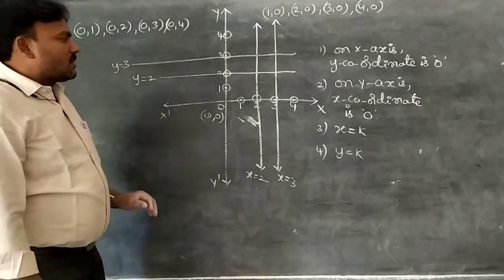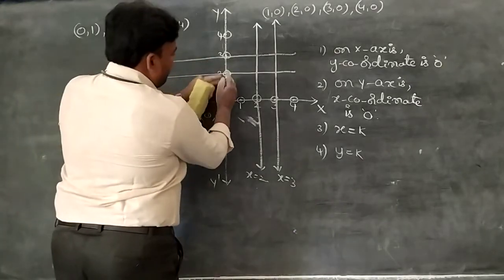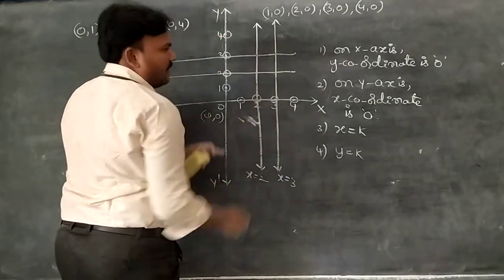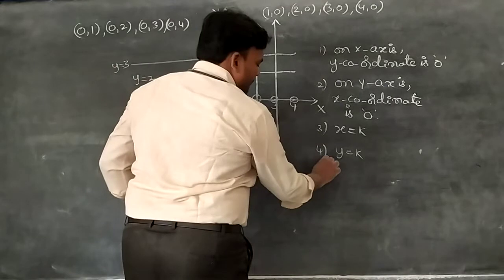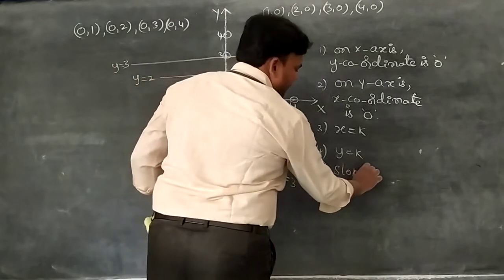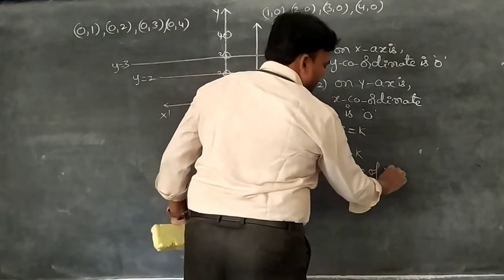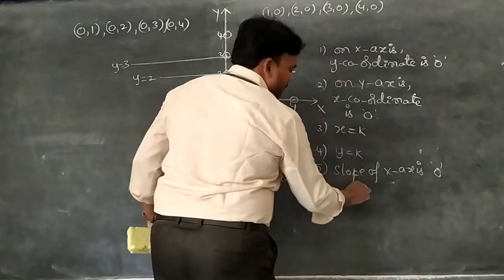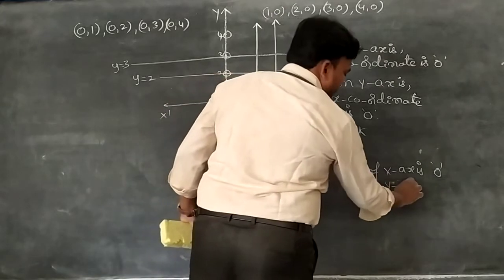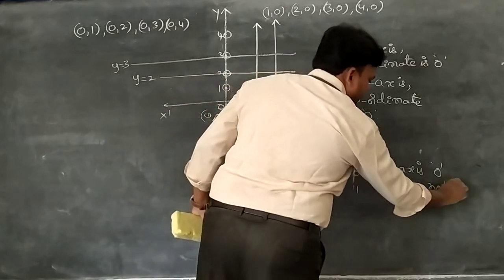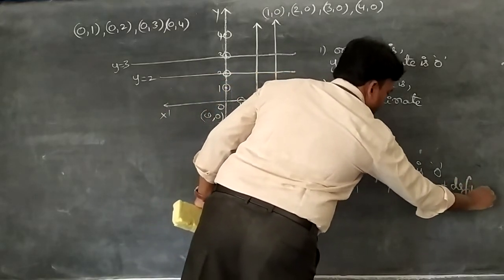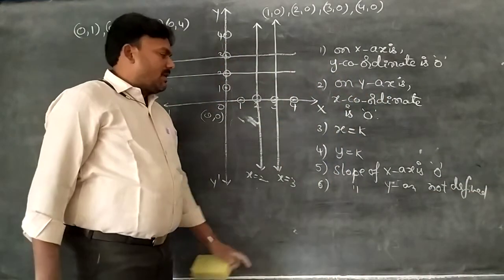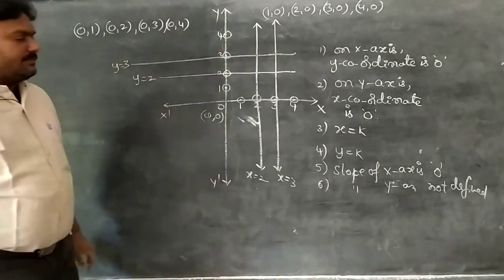And also slope. Observe, the slope of the x-axis is 0, but we cannot define it for the y-axis. So the fifth point, the slope of the x-axis. Learn carefully, students. The slope of the x-axis is 0, and the sixth point, the slope of the y-axis is not defined. These are important points on coordinate geometry also, students. Learn carefully.